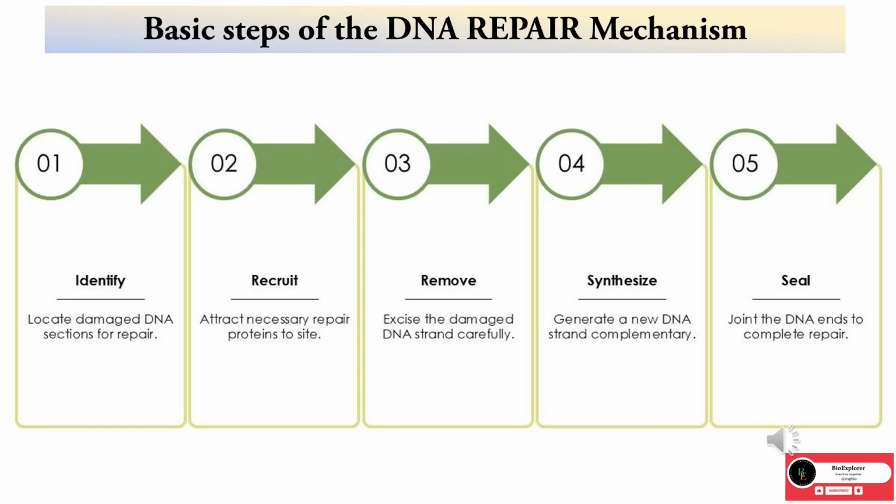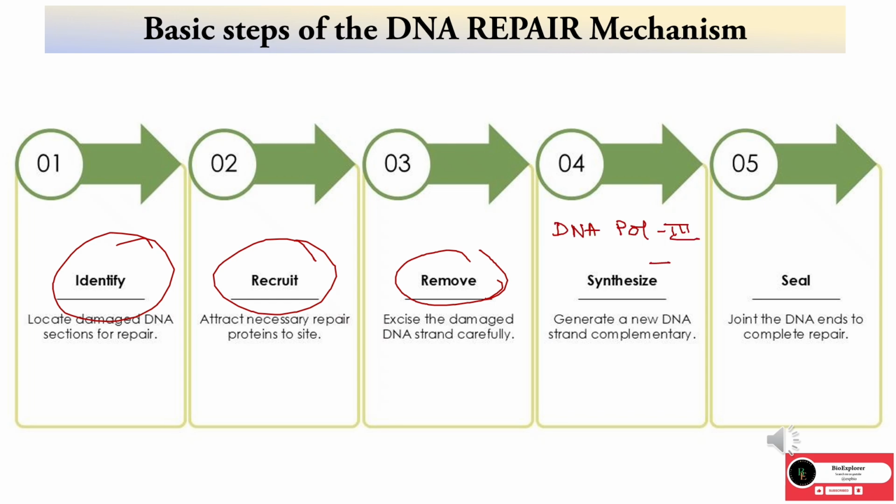These are the basic steps of the DNA repair mechanism. Both direct and indirect repair mechanisms follow all these 5 steps. The first step is to identify the damaged part. After identification, the repair proteins or enzyme machinery are recruited to the damaged part, which removes the damaged part from the DNA strand. Next, resynthesis of the removed part occurs via DNA pol 3, and next, sealing occurs with the help of ligase enzyme. So both repair mechanisms follow all these 5 steps.